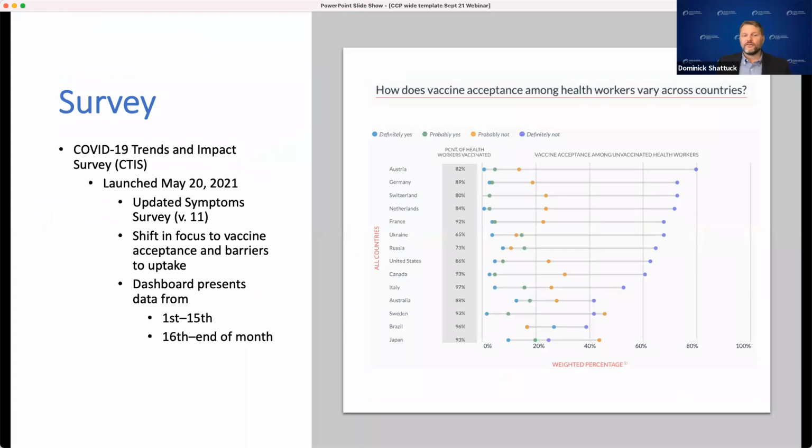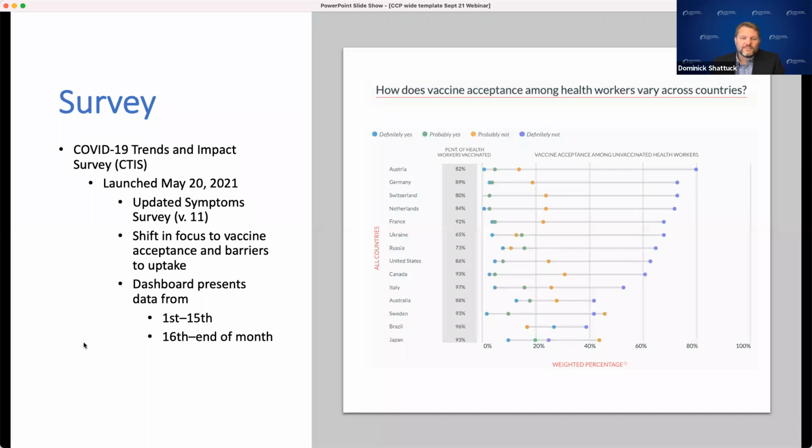So building on the earlier symptom survey that was implemented by Carnegie Mellon and the University of Maryland, the CTIS integrates additional questions about vaccination and COVID prevention. There are slightly different versions of this survey. In the United States, implemented by Carnegie Mellon, there are a few extra questions included around demographics and things like that, while the University of Maryland and the global survey is a little bit more streamlined and has a few fewer questions than the US-based survey.